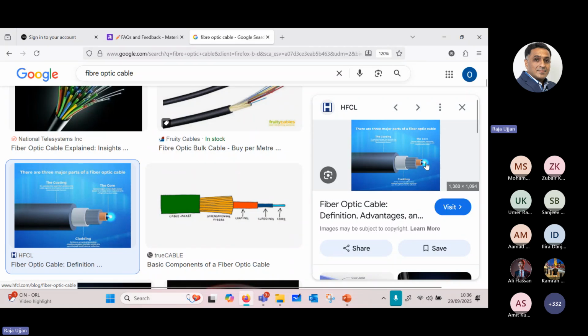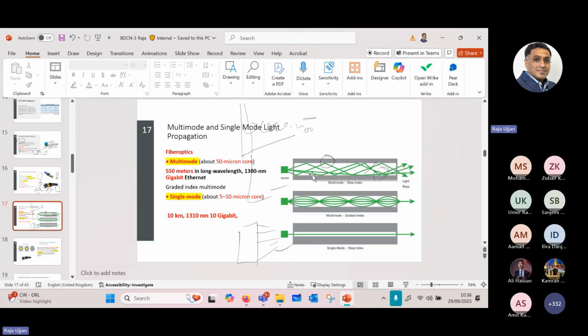So let me show why it's happening. If you check, the diameter of the core is sometimes smaller, sometimes much bigger. Some cables are very simple, and some are very, very big. Let me show it. Let's say this is a fiber cable, and this is a different fiber cable. Let's talk about the graded and step index here. Fiber optic means this is a glass cable.